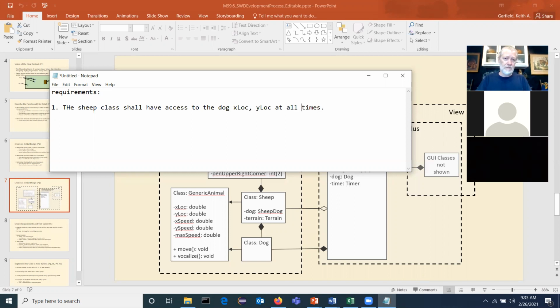At all times, or just when needed? I would say at all times, just to make it simpler. Yeah, exactly. Right away, we've got a question. Shall have access to the dog X location, Y location, all time. Now notice we're not describing how that happened. The requirements shouldn't lock you into a solution. The requirements should say what you need. And what we need is we need the sheep to know where the dog is. And then we can do that too.